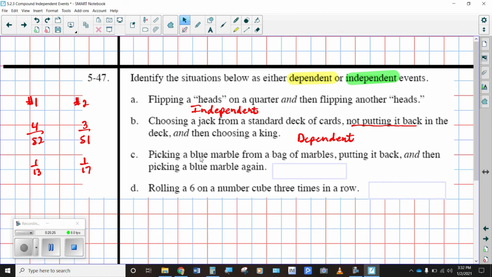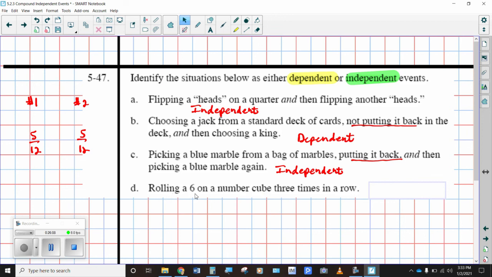Then it says picking a blue marble from a big bag of marbles, then putting it back in, and then picking a blue marble again. Okay, so let me go ahead and change this over here. And let's pretend you've got 5 out of 12 marbles that are blue marbles. So you pull it out, and you've got a 5 out of 12 chance of getting a blue marble. But then you put it back in. That means that the second time you draw out, you still have 5 blue marbles, and you still have a total of 12. So by putting it back in, every one of your probabilities would be exactly the same, making these independent events.